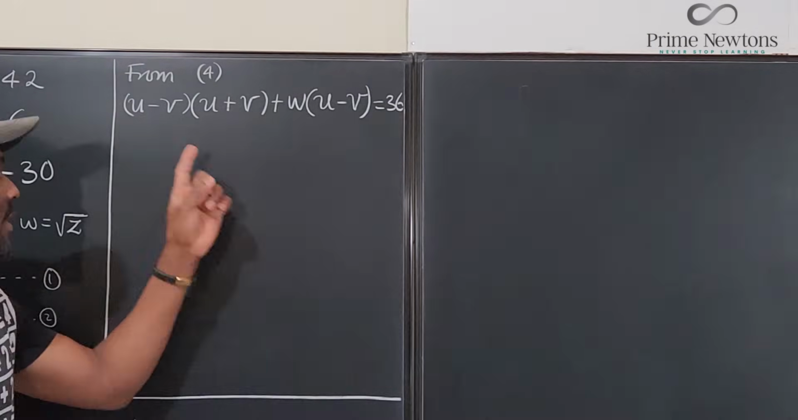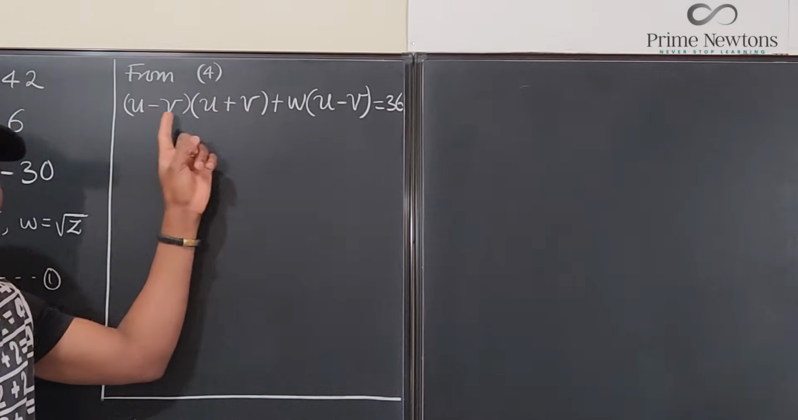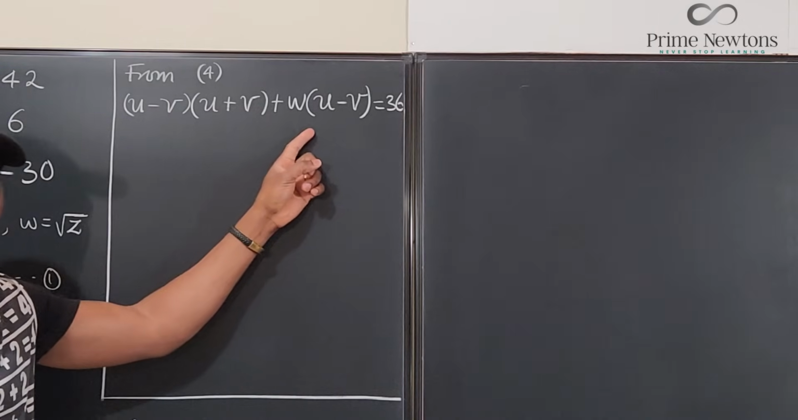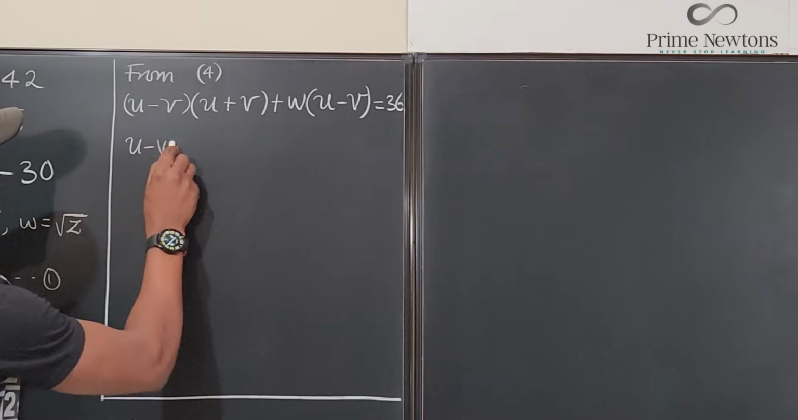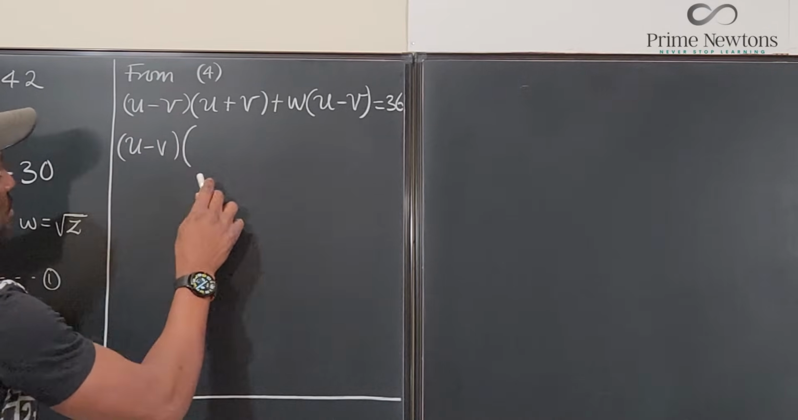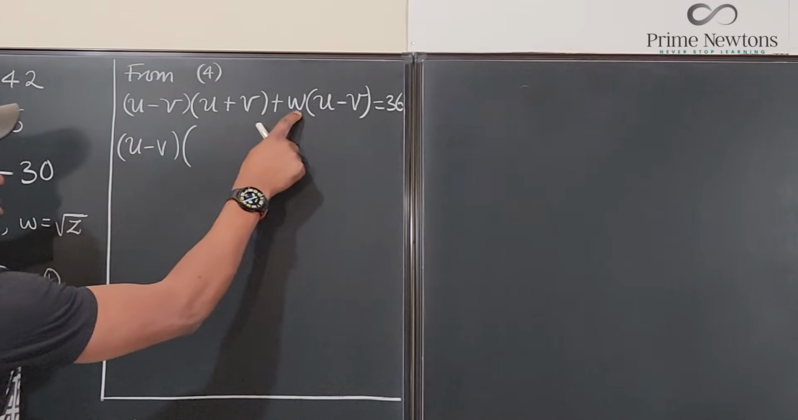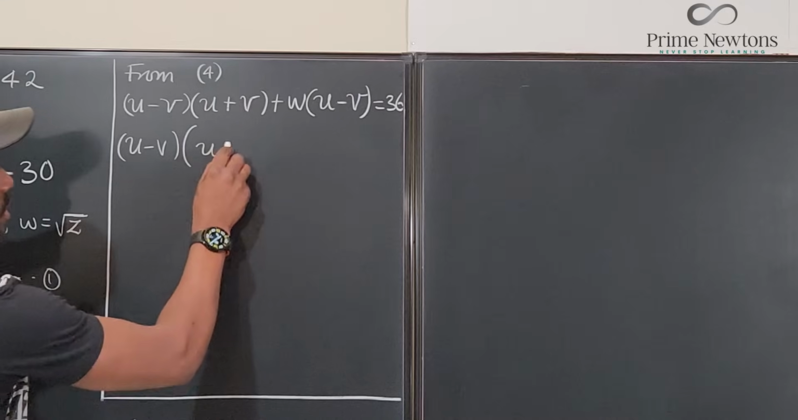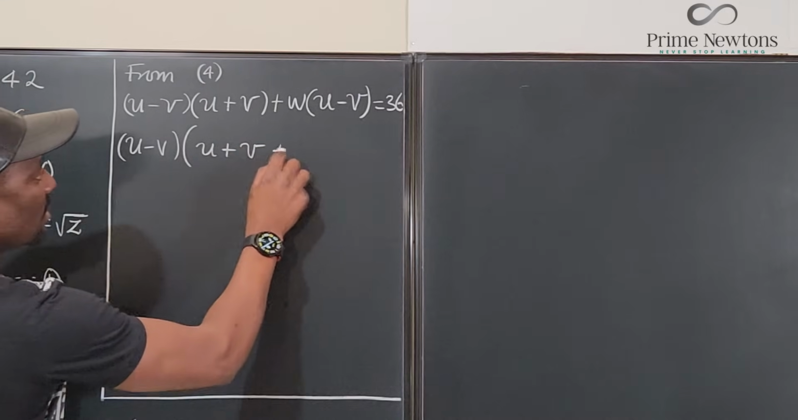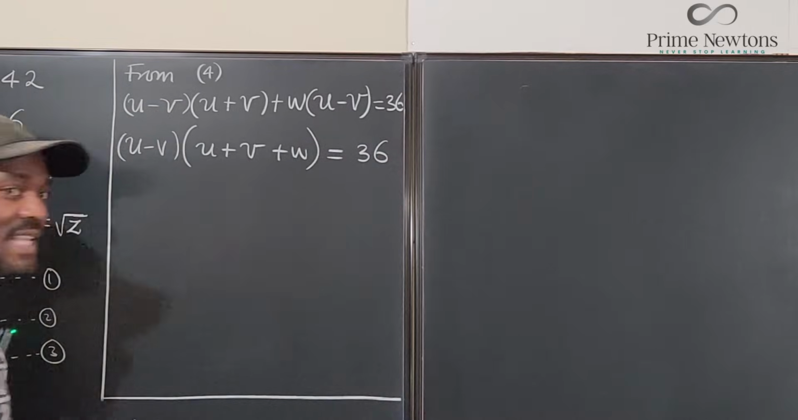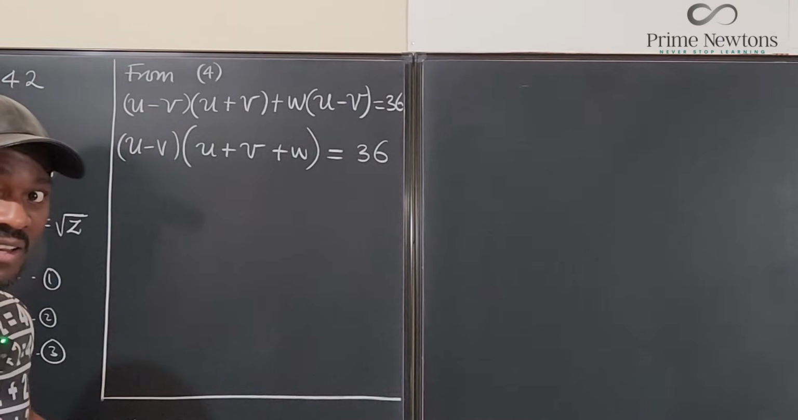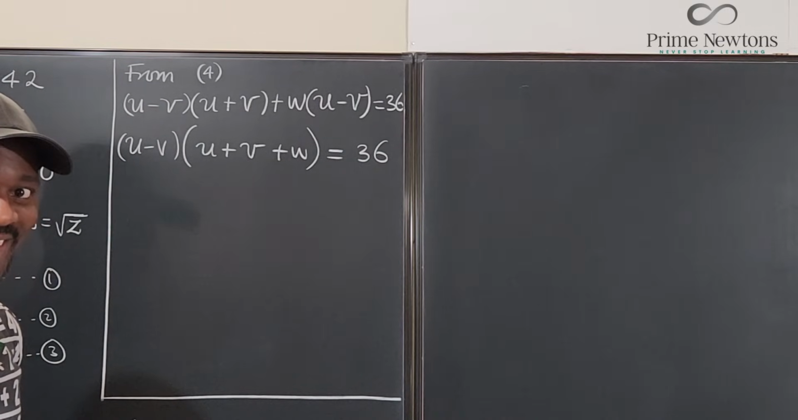You will notice that u minus v is present in both expressions, both terms. So I can take out u minus v. I have u minus v here, and what's going to be left will be u plus v, and there's going to be plus w here. U plus v plus w equals 36. This is going to change everything.